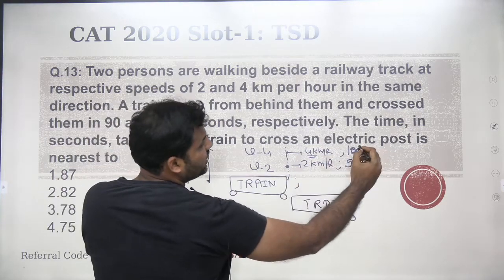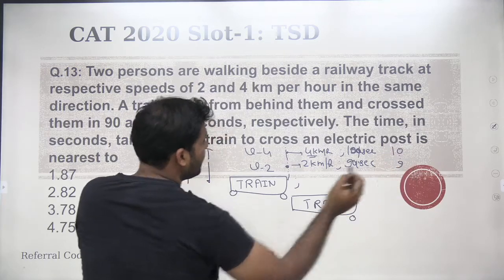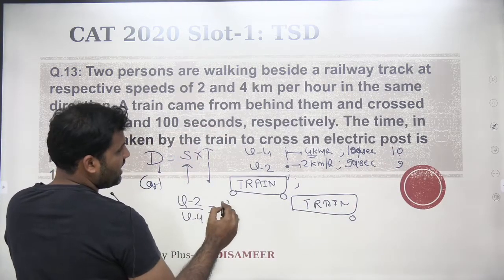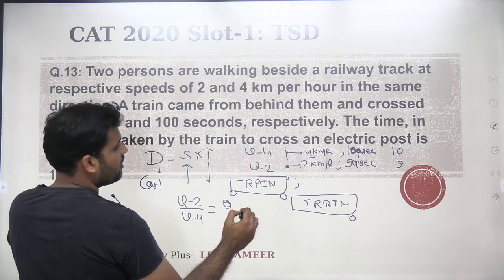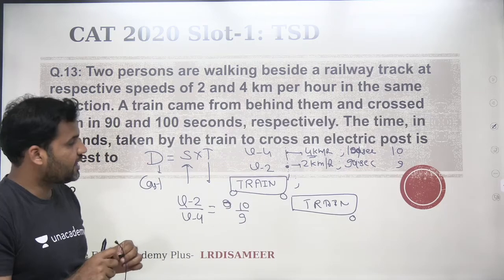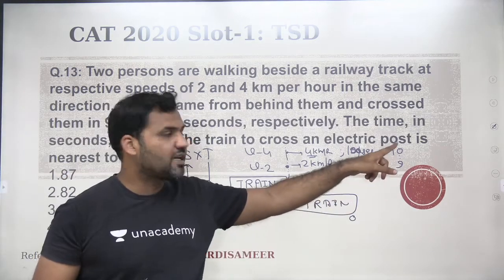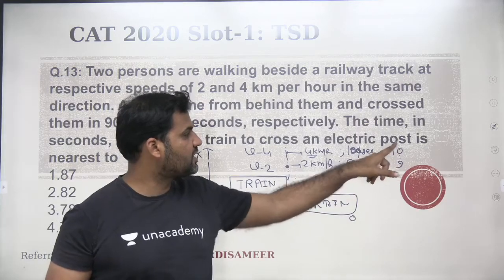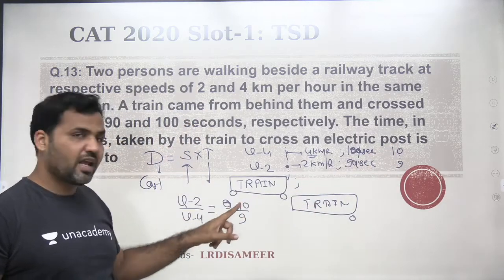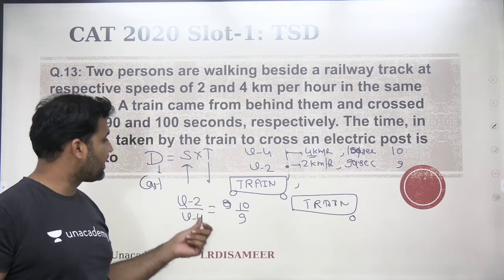So the time ratio you can see is 10 to 9. Therefore, the speed ratio would be equal to 10 upon 9, right? Here it is taking 9 and 10, so the time ratio is 9 and 10. Therefore, the speed ratio will be 10 to 9, which will be v minus 2 upon v minus 4.